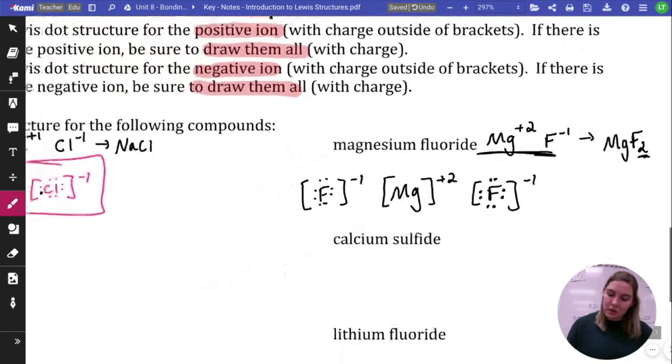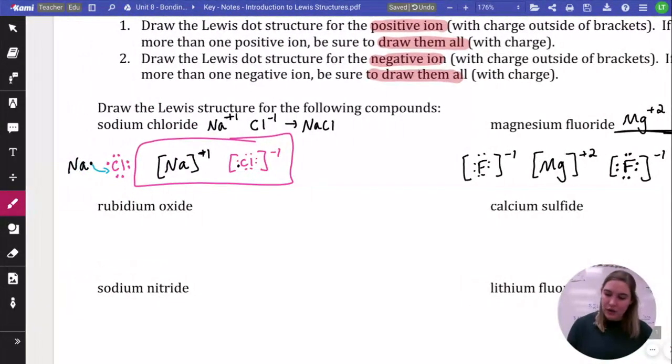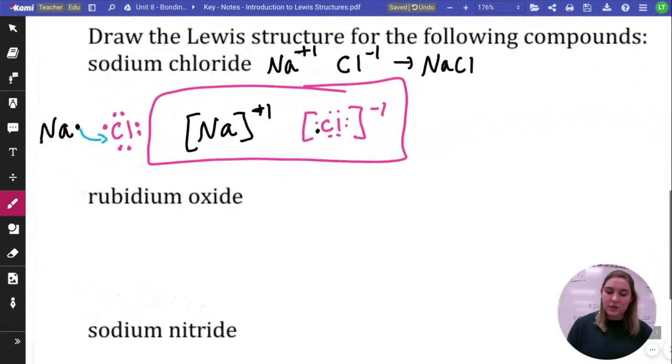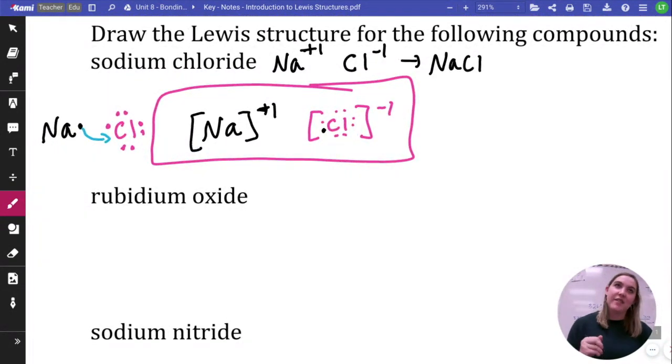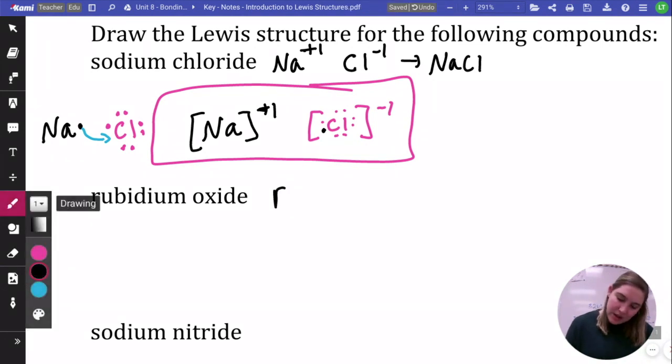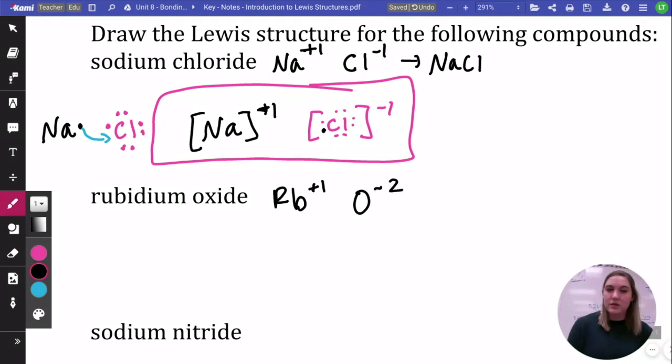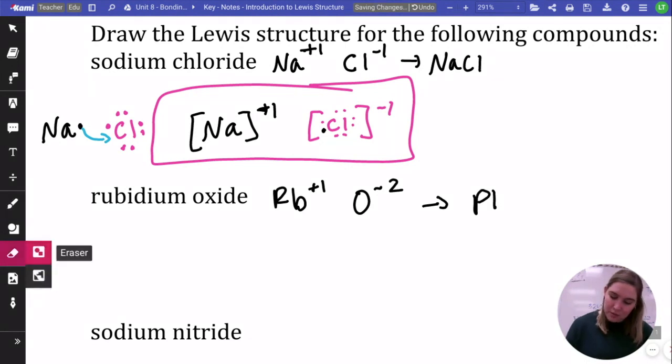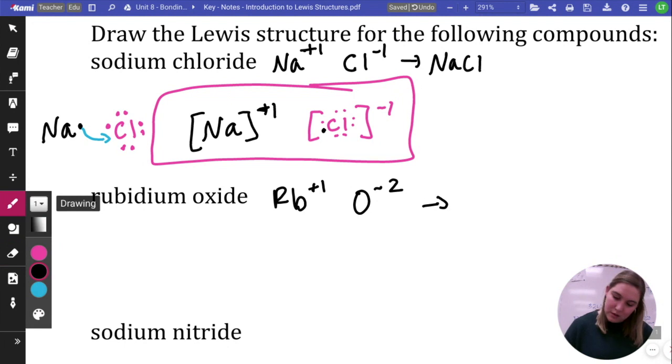Let's do a couple more together. This next one is rubidium oxide. So we have rubidium, which is Rb, and rubidium has a positive 1 charge. And then we have oxide, which is O, with a negative 2 charge. So we swap, drop, reduce, and we end up with our formula as Rb2O.